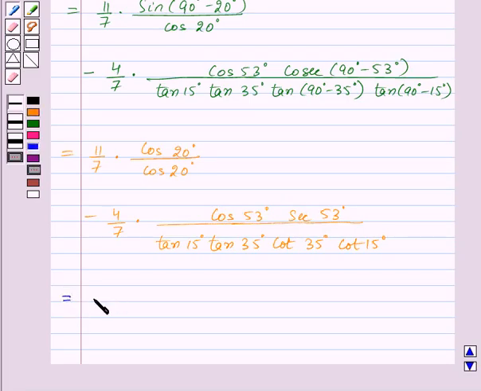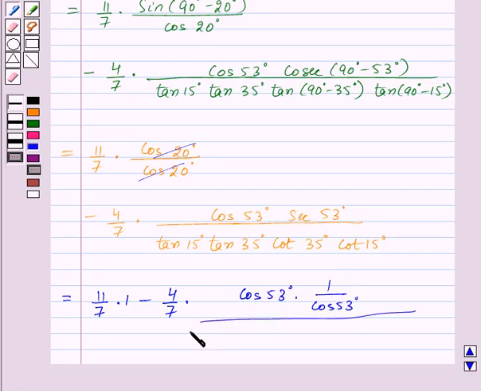Now this will be equal to 11 upon 7 into, here cos 20 and cos 20 will get cancelled, so we will get 1 minus 4 upon 7 into cos 53 degrees into 1 upon cos 53 degrees, as secant theta is equal to 1 upon cos theta, upon tan 15 degrees into tan 35 degrees into 1 upon tan 35 degrees into 1 upon tan 15 degrees, because cot theta is equal to 1 upon tan theta.